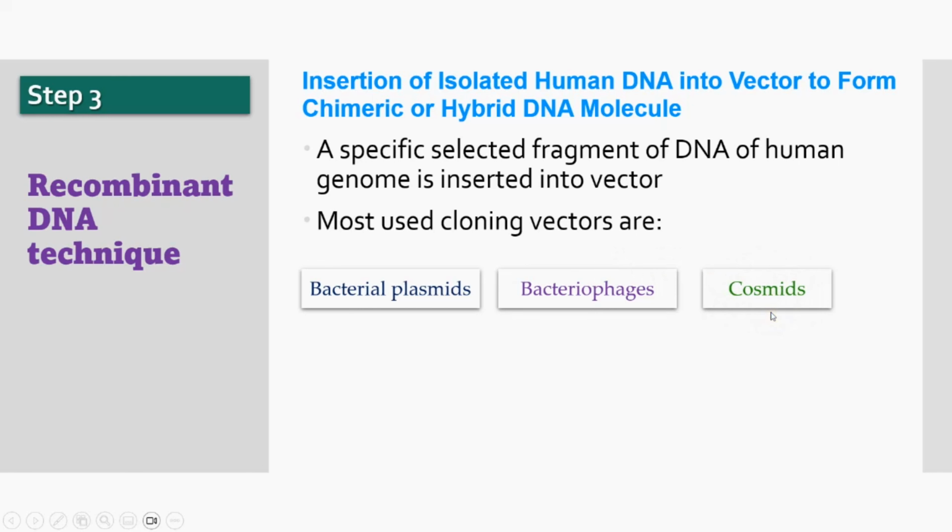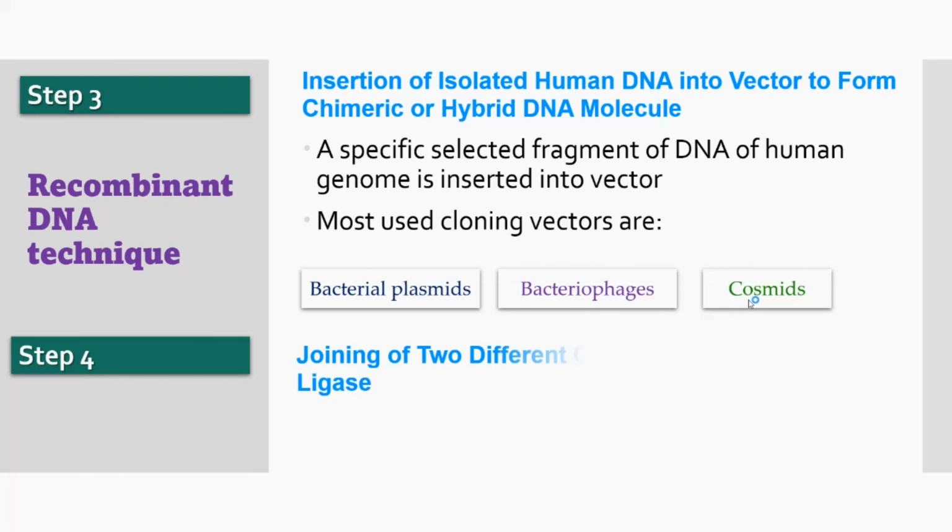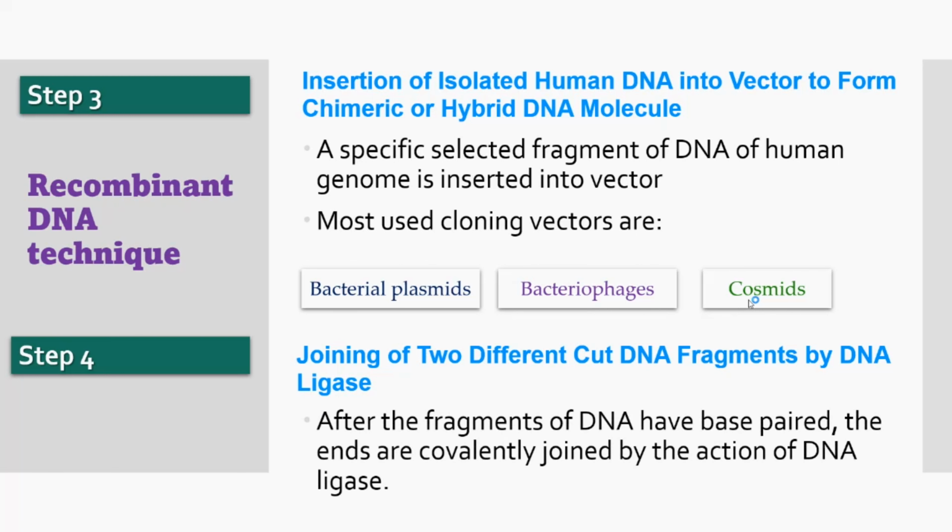The last one, cosmids, is a hybrid or combination of bacterial plasmids and bacteriophages. That means we can produce these cosmids. Okay. It is an artificial vector. The fourth step is, once we have inserted the intended DNA into a suitable vector, then we need to join them by DNA ligase, which you already learnt in DNA replication.